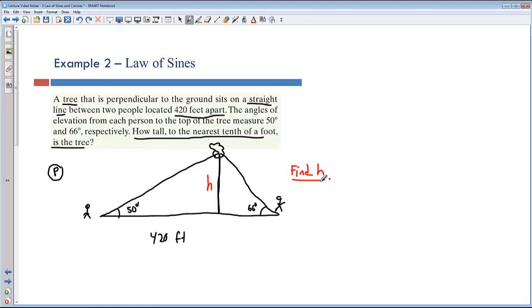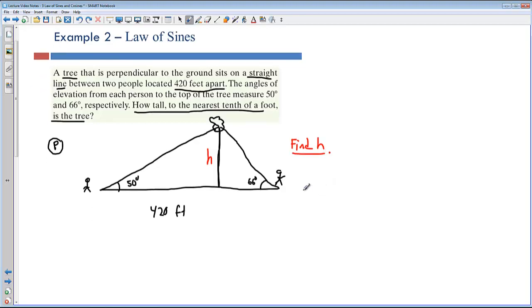Okay, so there's my picture, and now I have to come up with an equation here for h. This one's a little bit tricky, but you can help yourself along if you make up what we call an auxiliary variable. Over here I could give this side a name. Let's just call it a.